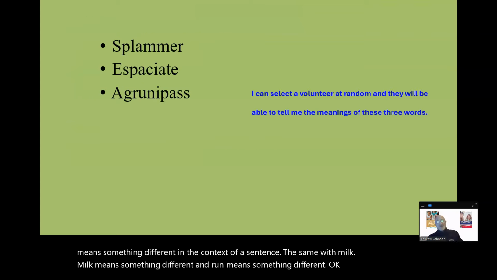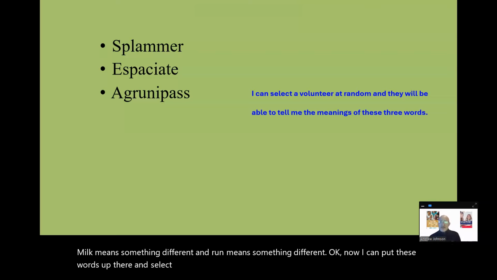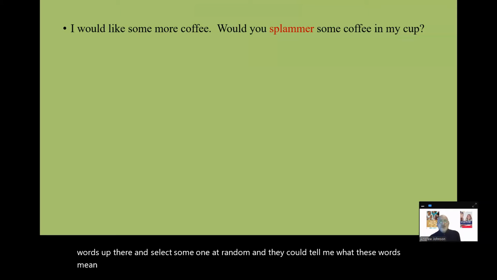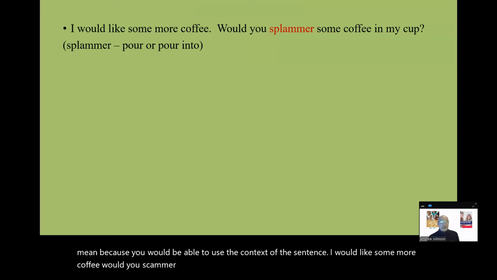Now I can put these words up there and select someone at random, and they could tell me what these words mean because you would be able to use the context of the sentence. I would like some more coffee. Would you splammer some coffee in my cup?